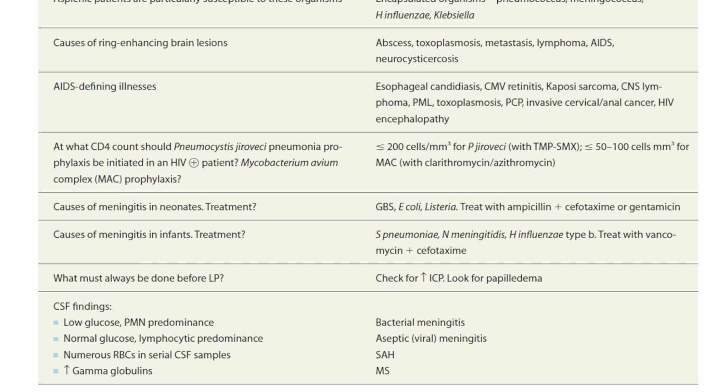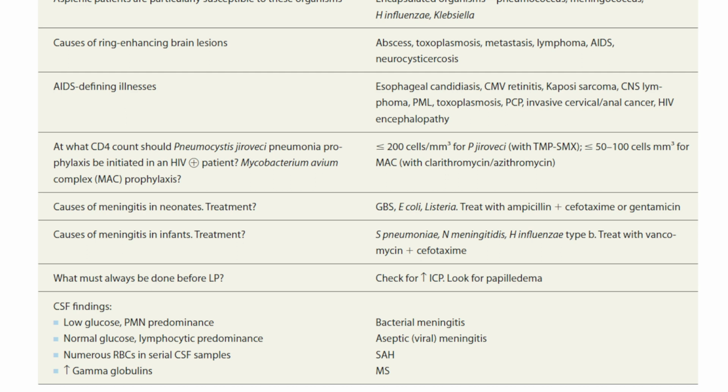So we're going to repeat again. At what CD4 count do we have to start prophylaxis for Pneumocystis jirovecii and Mycobacterium avium complex? For Pneumocystis jirovecii, we start at less than 200 cells per mm³.